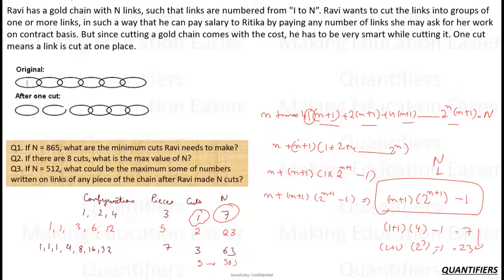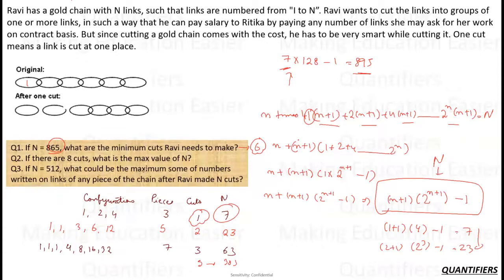Now what if I put 6? N is 6. If I put n as 6, 6 plus 1, 7 into 2 raised to power 6 plus 1, 2 raised to power 7, that is 128, 7 into 128 is 896, minus 1, 895. So with 6 cuts, I can optimize up to 895 rings, and I need to optimize 865 rings. So the cuts in this case is 6. Sorry, 6 cuts are needed because up with 6 cuts, I am getting this n plus 1. So mind this. This is 6 cuts.